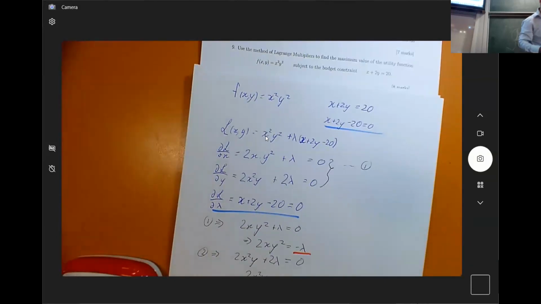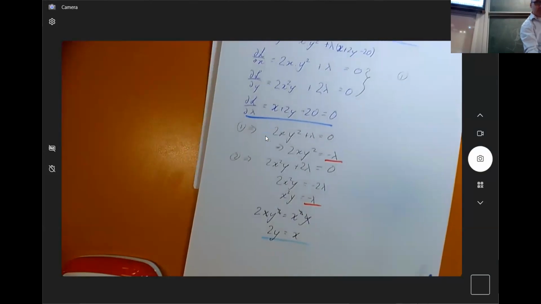This is awesome. So what we've done is we've used these first two equations. Am I off the page? I'm off the bottom of the page. Sure.